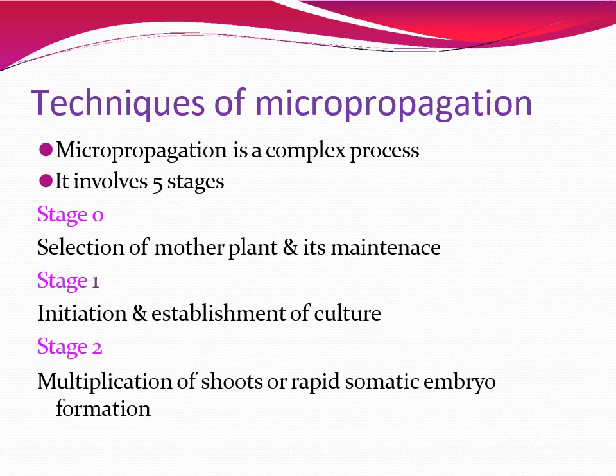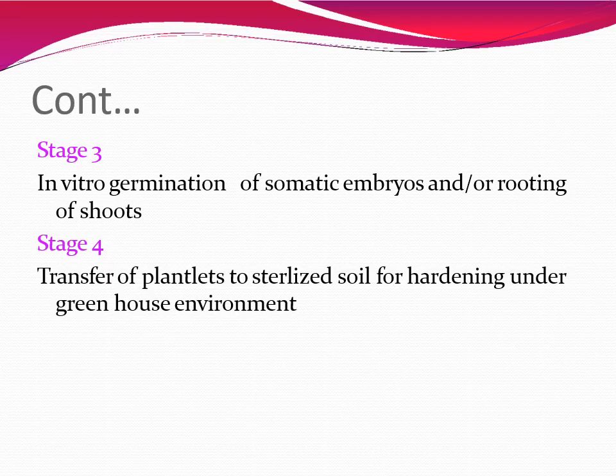Next one is techniques of micropropagation. As I said earlier, micropropagation is a complex process, and it involves 5 stages. Stage 0, that is selection of mother plant and its maintenance. Stage 1, initiation and establishment of culture. Stage 2, multiplication of shoot or rapid somatic embryo formation. Stage 3, in vitro germination of somatic embryos or rooting of shoots. Stage 4, transfer of plantlets to a greenhouse environment or natural environment.